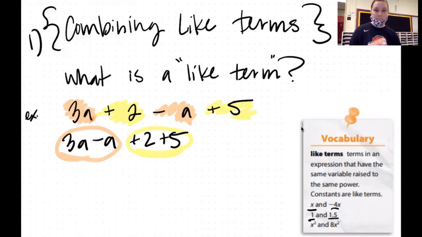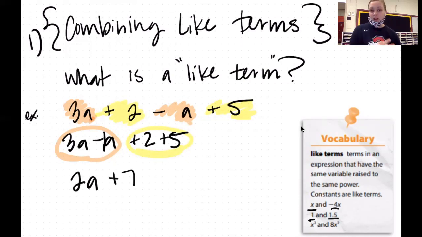So 3a minus a, technically that's minus 1a, right? There's just one of them. So 3 minus 1 leaves me with 2 a's. And then I have plus 2 plus 5. Well, 2 plus 5 is 7. So I can put those together to make 7.